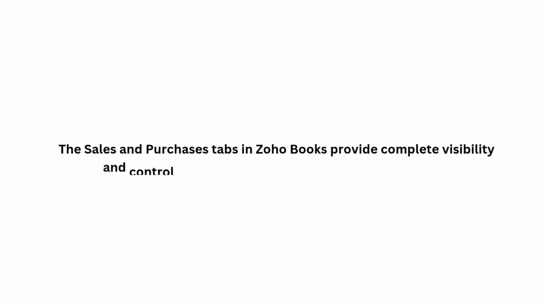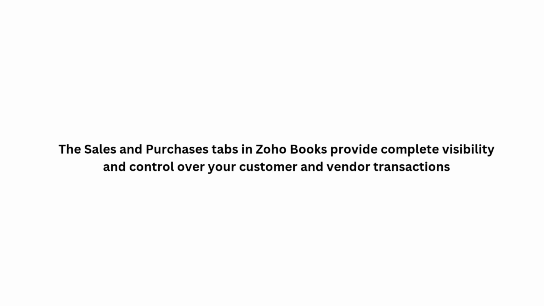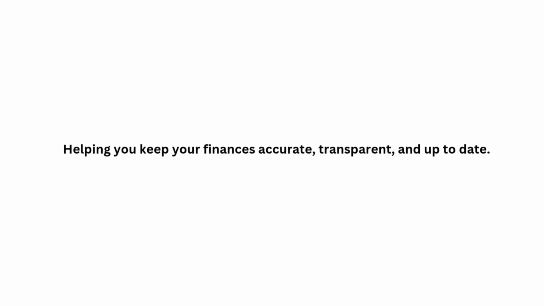Together, the Sales and Purchases tabs in Zoho Books provide complete visibility and control over your customer and vendor transactions, helping you keep your finances accurate, transparent, and up to date.